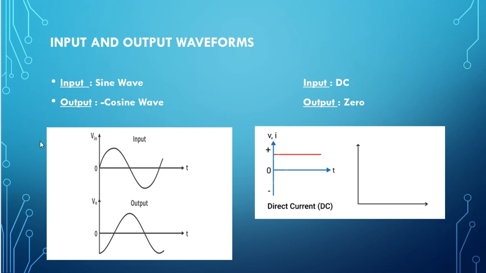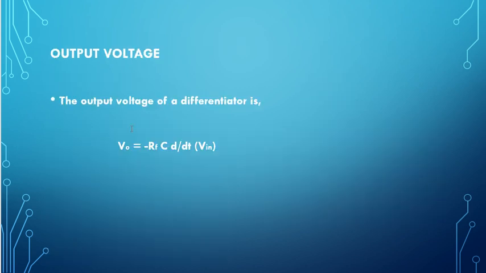We have to understand this by the output voltage formula. If we give the input voltage as a sine wave, that is V in is equal to sine theta, d by dt of sine theta is cos theta. Then we get minus cos theta as the output voltage. RF and C are constant. So V naught is equal to minus cos theta, that is, we get a minus cosine wave. So the output voltage is a cosine wave if we give the input as a sine wave.